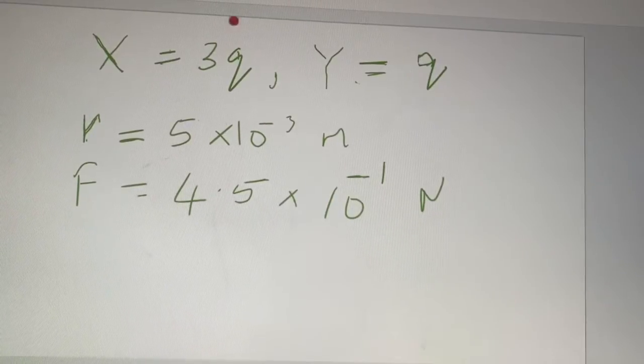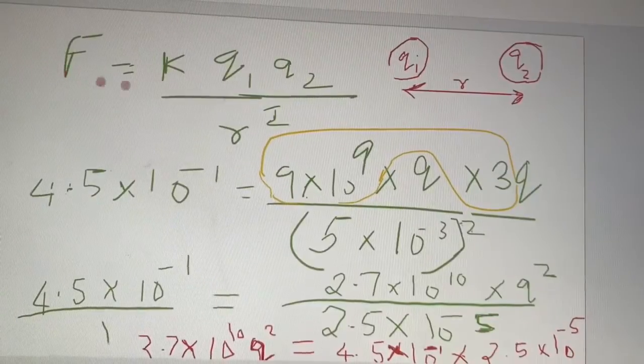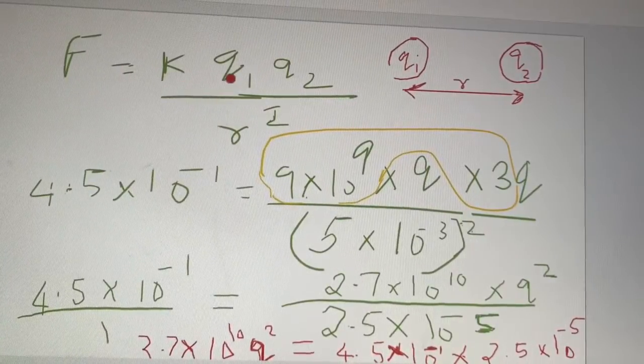Now we need to figure out the value of this q, because if we get q, we'll multiply it by 3 to get the charge of x, that will be the magnitude of the charge x, and q will be the value of the charge of y. So to solve that, we have to use Coulomb's law. Coulomb's law states that if there are two charges q1 and q2 which are a distance r apart, the force between them is given by F is equal to K times Q1 times Q2 over R square.